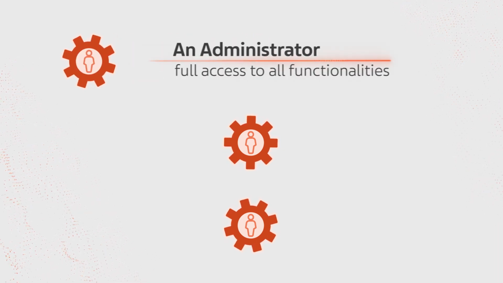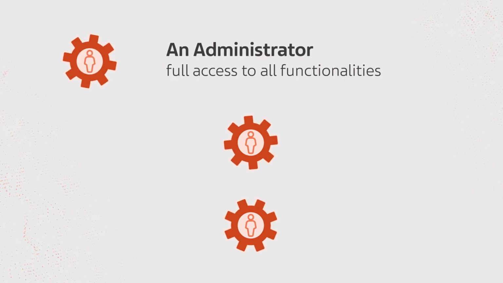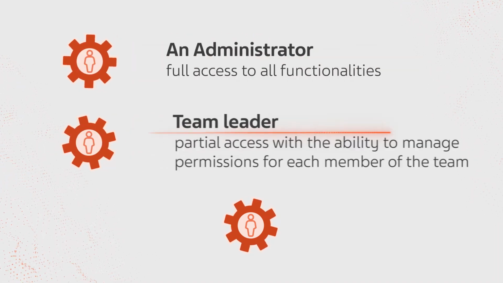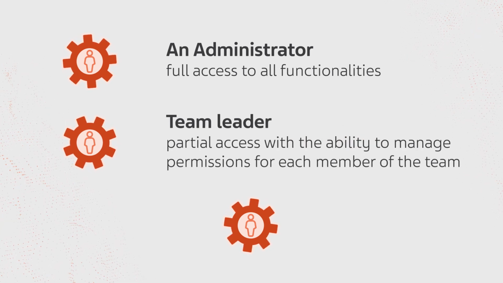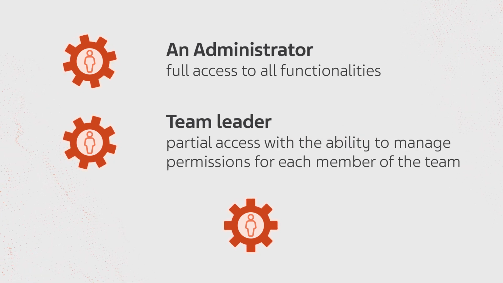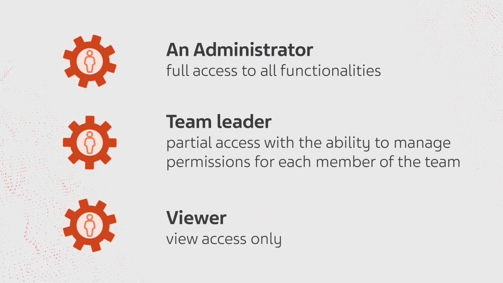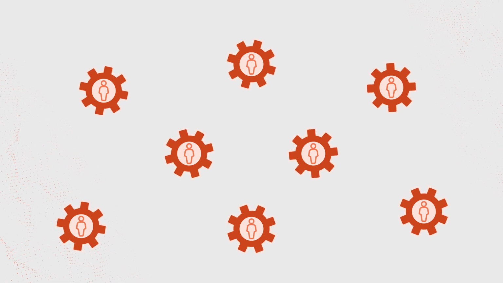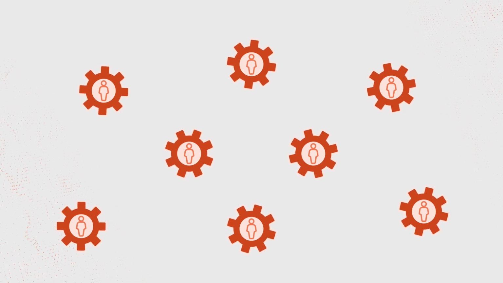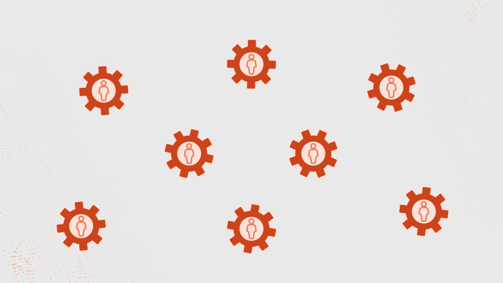Control-M has three predefined roles. An administrator has full access to all functionalities. A team leader has partial access, with the ability to manage permissions for each member of the team. And viewer has view access only. You can add more roles according to the needs of your organization. You can also define level of access to the planning and monitoring domains, as well as who can install and manage new agents or plugins.